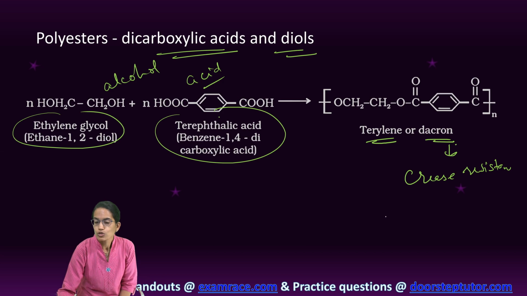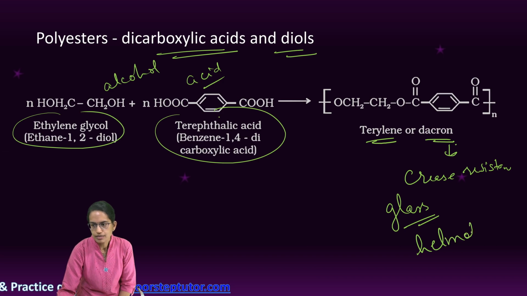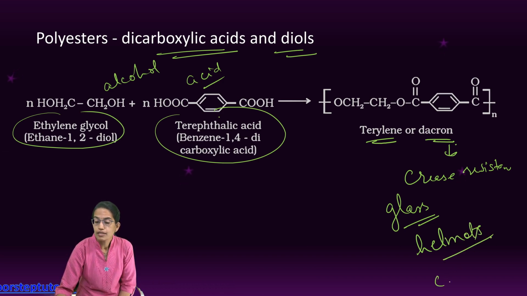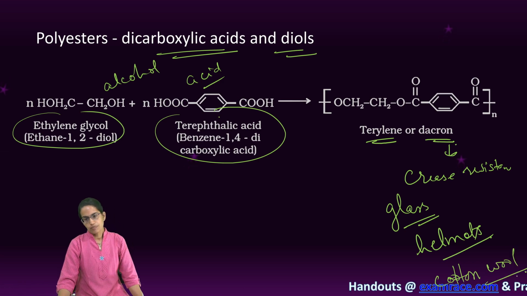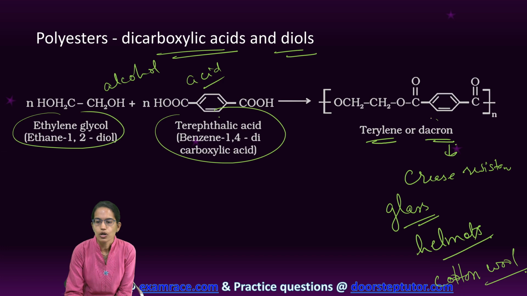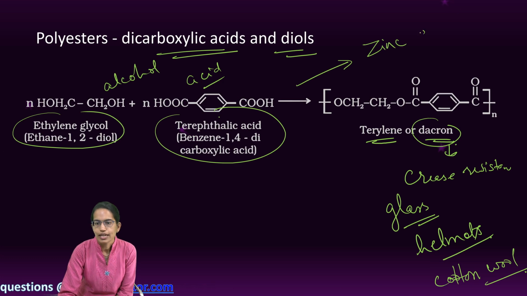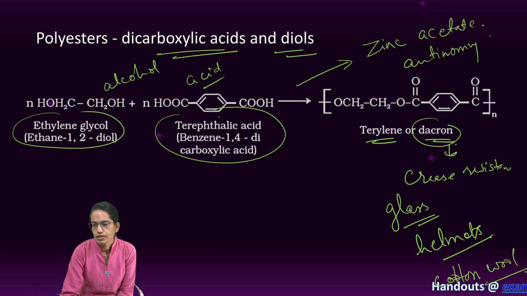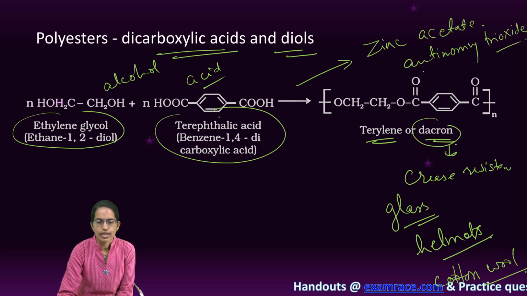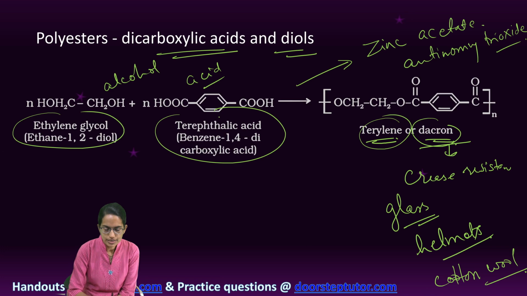This is also used for reinforcing glass. It is also used in helmets. It is used to blend with cotton as well as wool fibers. So there are various purposes for which terylene is used. The reaction through which terylene or dacron is produced occurs in the presence of a catalyst. What is the catalyst? The catalyst is zinc acetate or antimony trioxide. So these two catalysts are used for the reaction to make terylene or dacron. So this is how polyesters are understood.